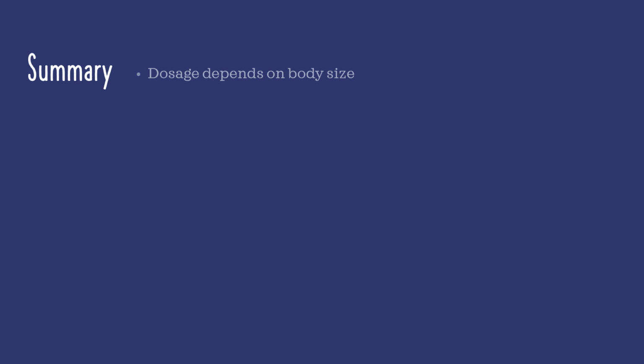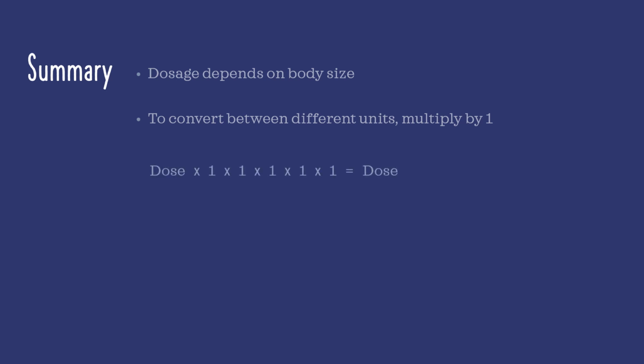As a reminder, you learned that dosages depend on body size and that you can convert between different units by multiplying by conversion factors designed to equal the number 1. Because if you multiply by 1 any number of times, you're not changing the value. You're just adjusting the units that you're describing that value with.